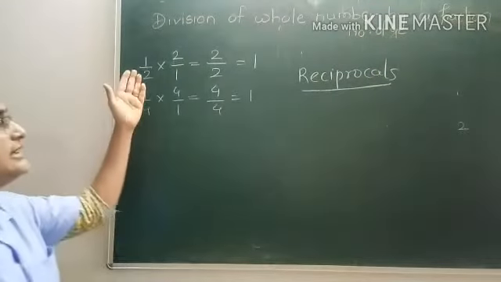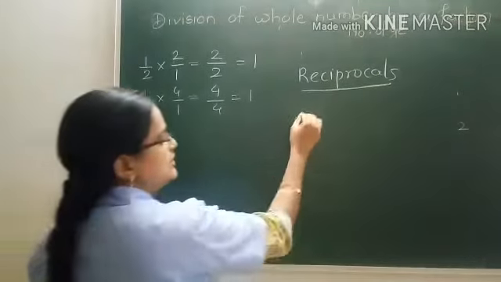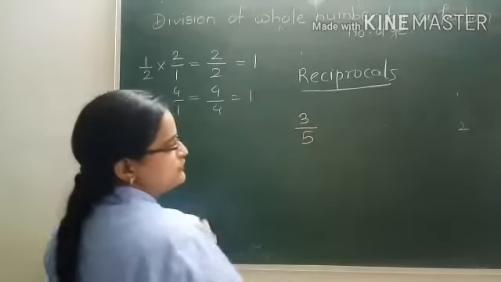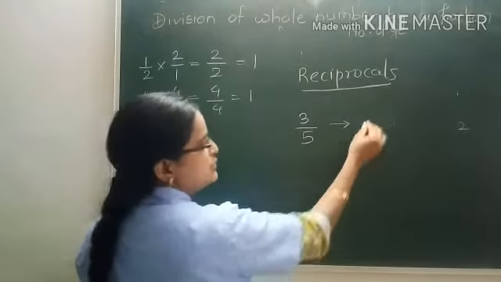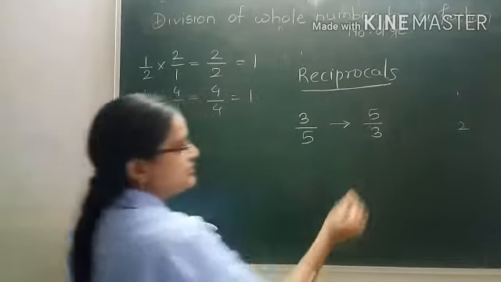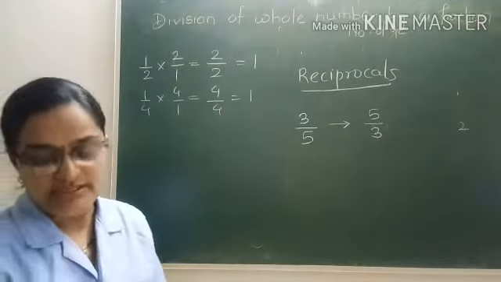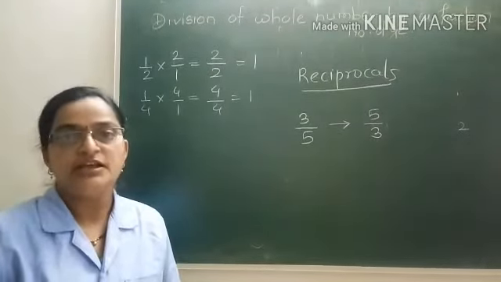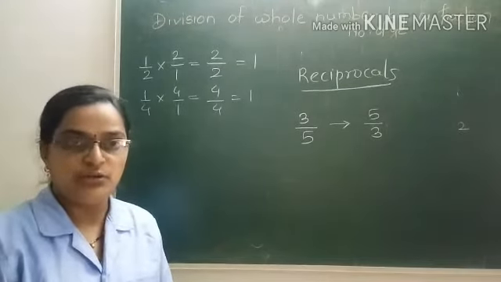So it is not necessary that there should be 1 in the numerator. If I consider the fraction 3 upon 5, what will be its reciprocal? It will be 5 upon 3. Simply what you have to do is interchange their numerator and denominator.